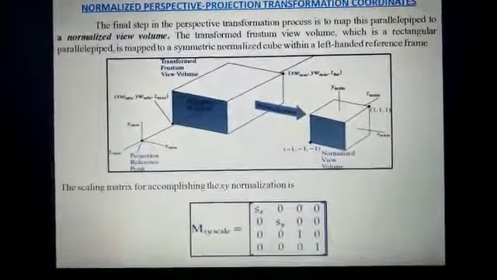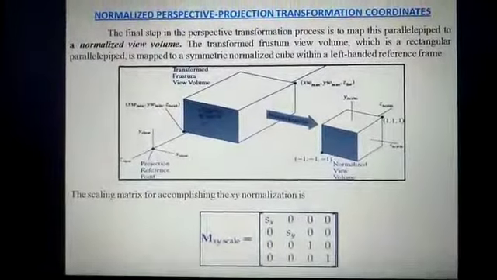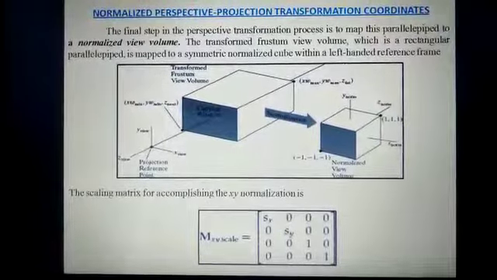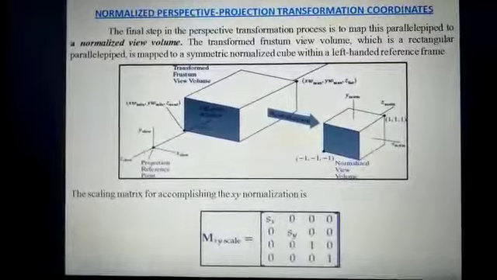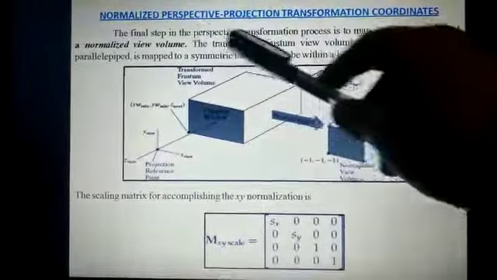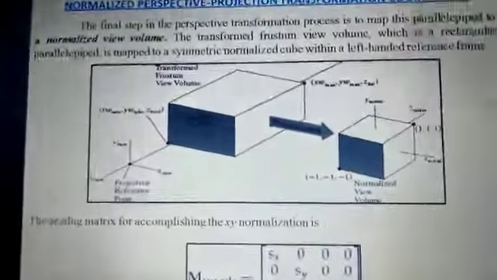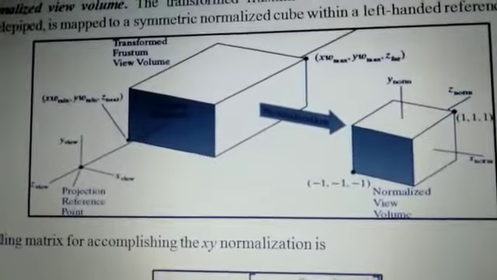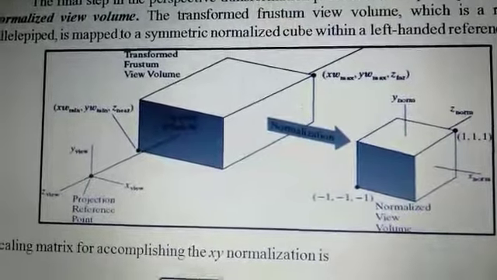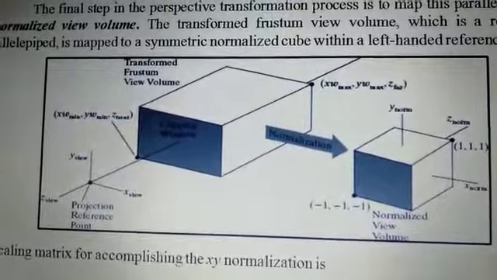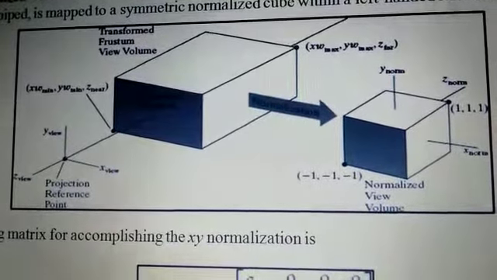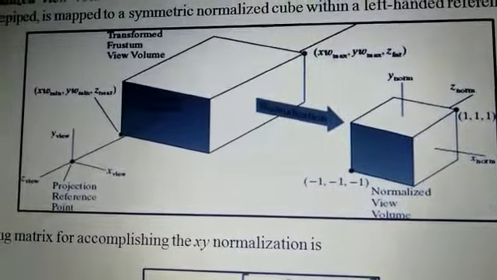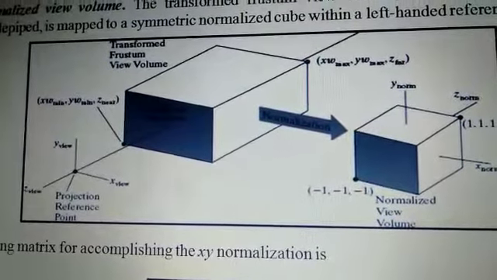When we divide the homogeneous coordinates by the homogeneous parameter h, we obtain the actual projection coordinates, which are orthogonal projection coordinates. The final step in the perspective transformation process is to map this parallelepiped to a normalized view volume. The transformed frustum view volume, which is a rectangular parallelepiped, is mapped to a symmetric normalized cube within a left-handed reference frame.